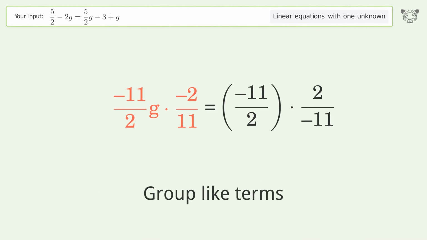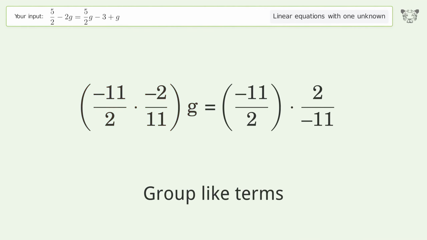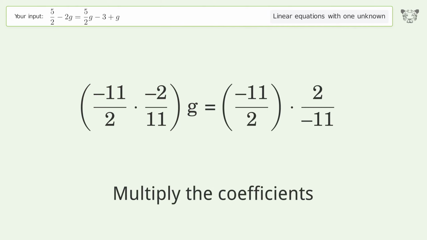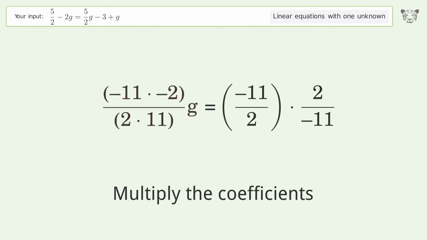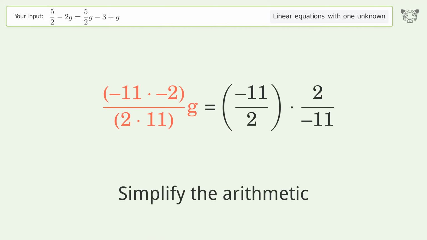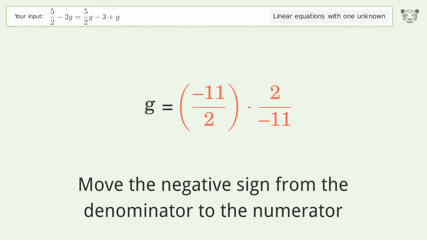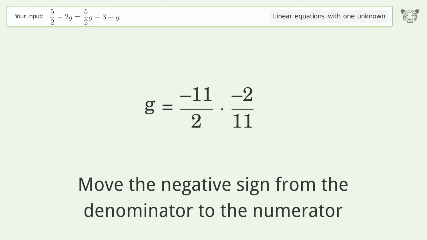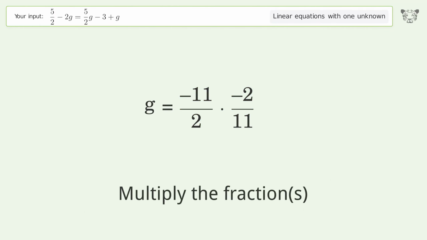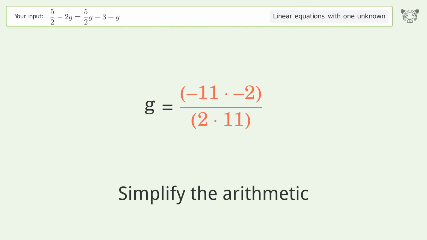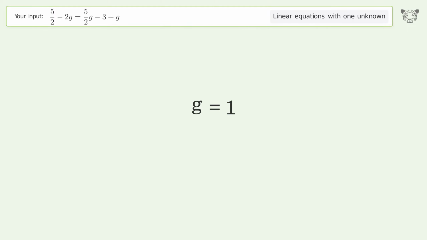Group like terms. Multiply the coefficients. Simplify the arithmetic. Move the negative sign from the denominator to the numerator. Multiply the fractions. Simplify the arithmetic. And so the final result is g equals 1.